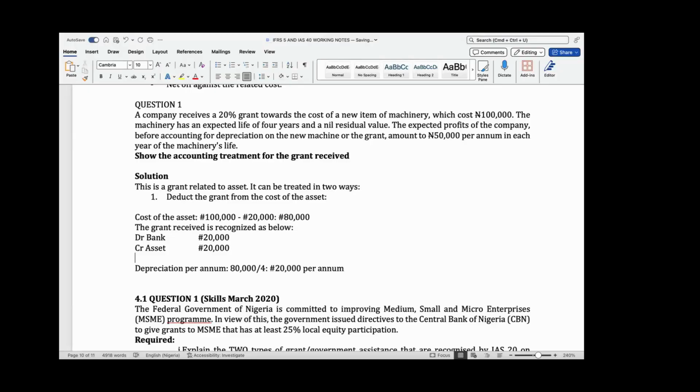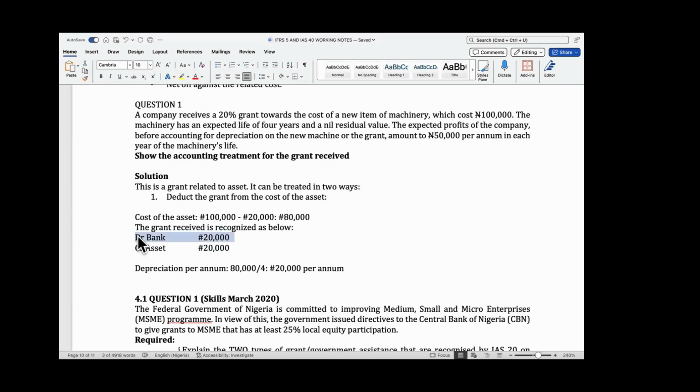You are saying don't treat it as income. Go and treat it as a deduction from the cost. So instead of this credit being credited to P&L as income, we say no, use it to net off our costs, deduct it from the cost of the asset. So you credit the asset. And since we are receiving the grants, it's bank.